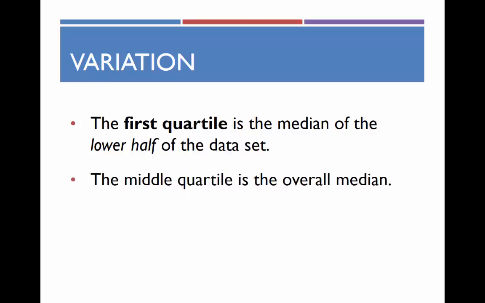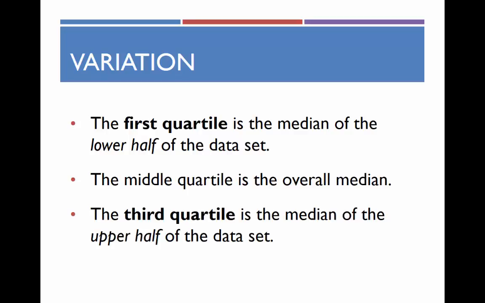The middle quartile or the second quartile is the actual median. The upper quartile or third quartile divides the lowest three-fourths of the data set from the upper fourth. It is the median of the data values in the upper half of the data set.